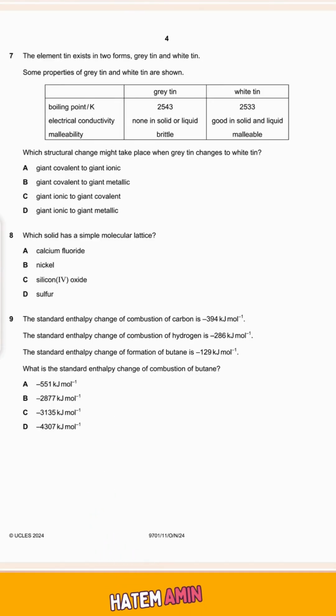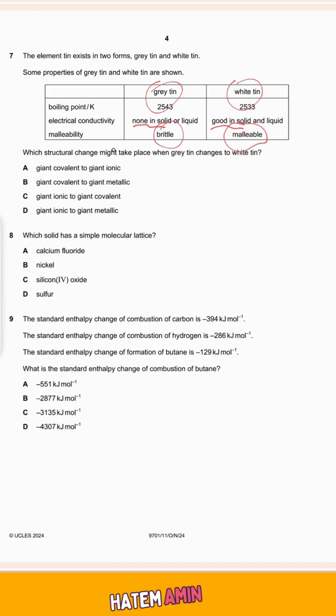The element tin exists in two forms, gray and white, as we know. Now we need to see some information about both of them, the gray one and the white one. This is the boiling point. Okay, this is 2543, here is 2533. There is a very small difference, so we cannot detect anything from the temperature, but electrical conductivity here is none in the case of gray, and in the case of white, it is good in solid and liquid. The malleability is brittle here, and malleable here.